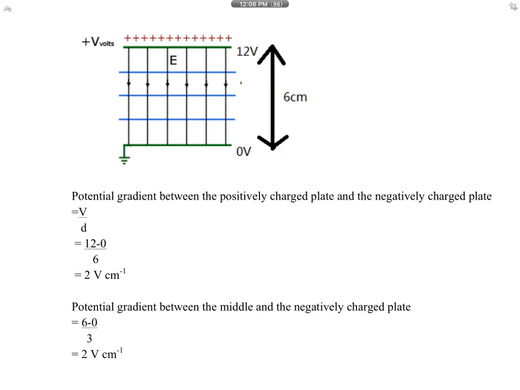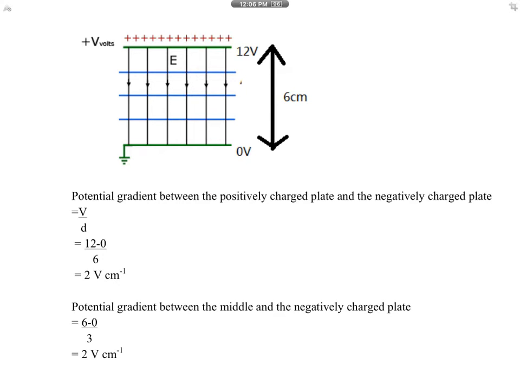Now, for a uniform field, you will notice something very important. If I take a point somewhere in the middle here, what will be the potential? Since this is 0 volts and this is 12 volts, the potential in the middle is 6 volts, right? So if we find the potential gradient between this and this, the potential difference will be 6 minus 0 over 3 centimeters, which is also 2 volts per centimeter. In fact, if you take the potential gradient between any two points within the field, you will get the same answer. Why? Because the potential gradient for a uniform field is always constant.